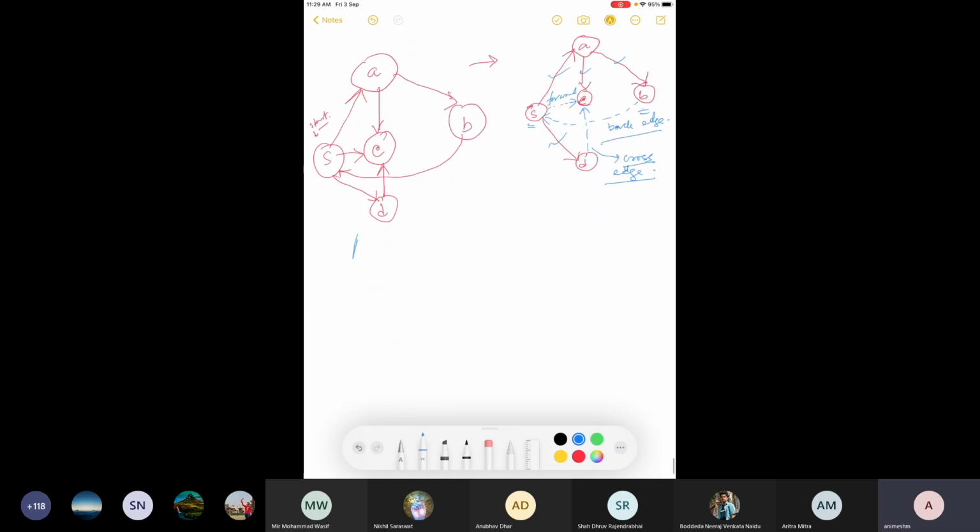Now, the algorithm to classify the edges post DFS.